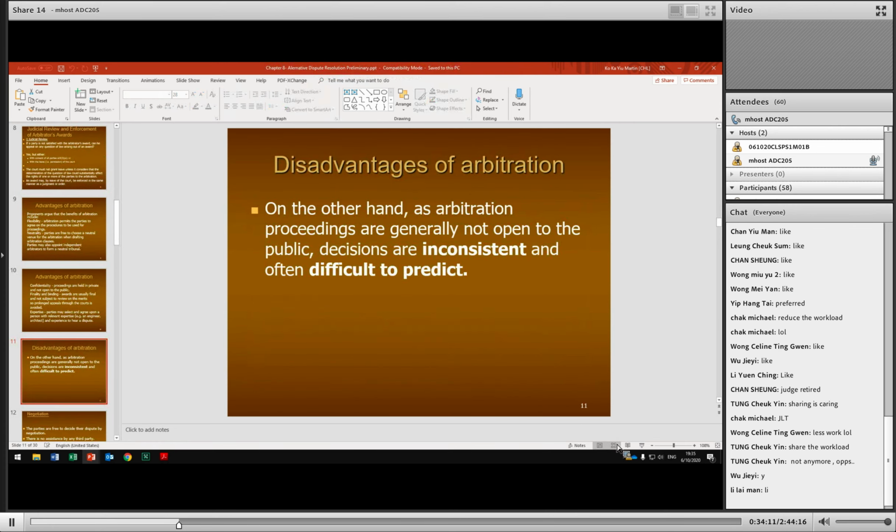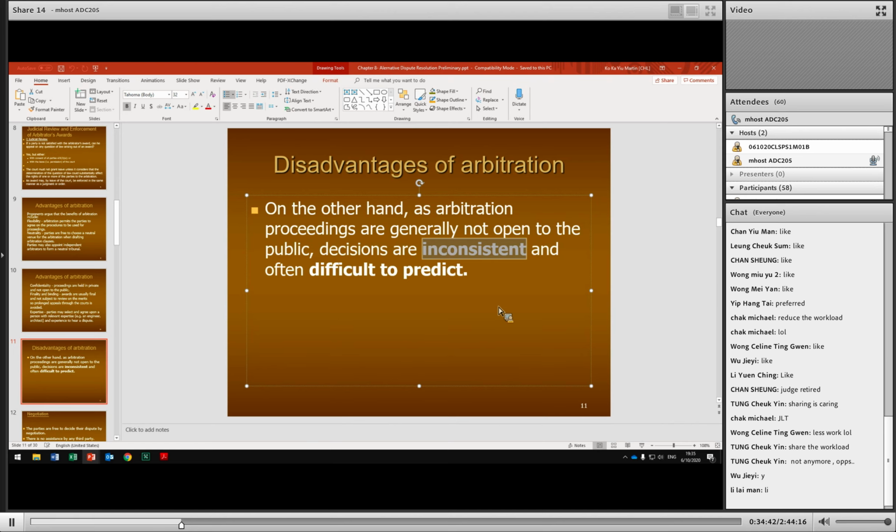But on the other hand, don't think that it's one-sided. So arbitration also has some disadvantages. On the other hand, as arbitration proceedings are generally not open to the public, decisions are inconsistent. Why are the decisions inconsistent? Because the arbitrator does not know the decisions made by other arbitrators. For a judge, he can refer to the judgments, to the decisions made by other judges. So we have the doctrine of precedent.